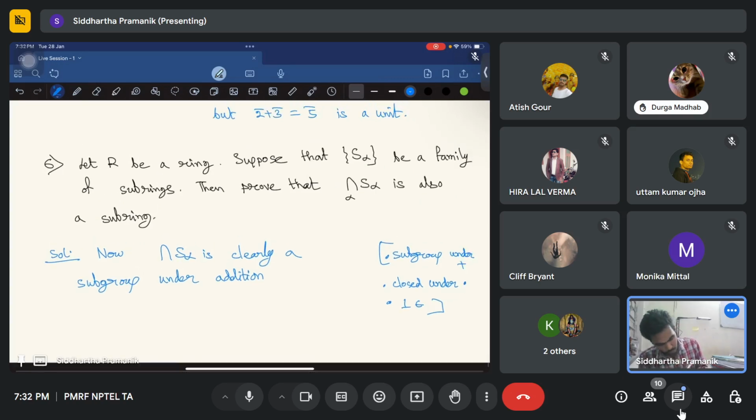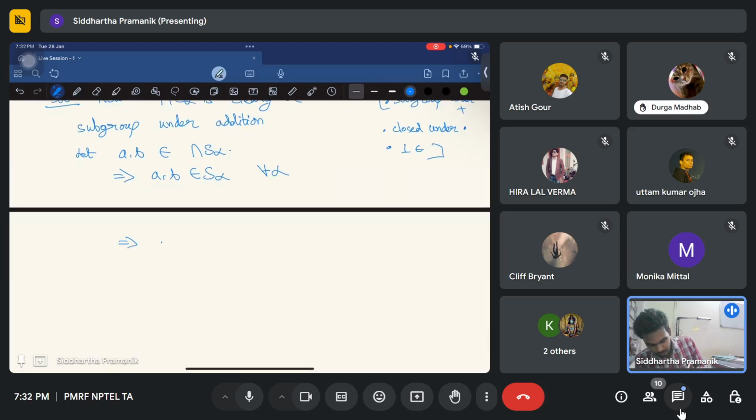And let's do the closure under multiplication. Now let a, b belong to this intersection. So that will imply a, b belong to S alpha for every alpha, and that will imply ab belongs to S alpha for every alpha, because S alpha is a subring. So this shows ab belongs to the intersection of S alpha. So the intersection of S alpha is closed under multiplication.